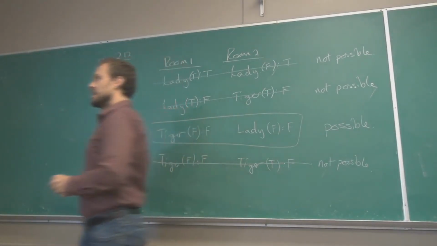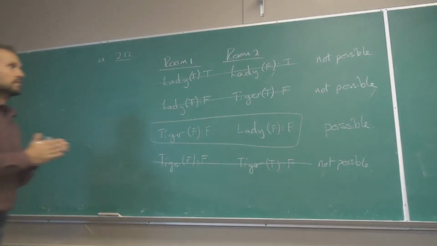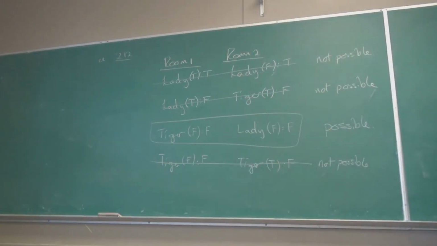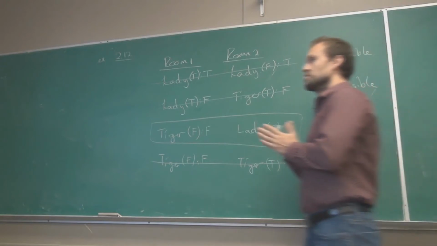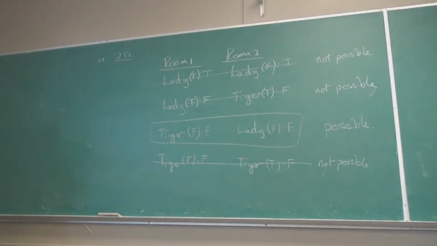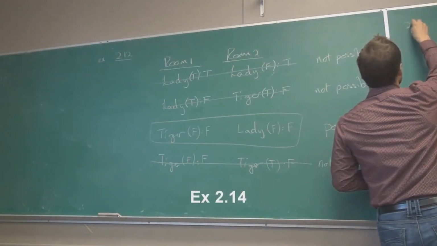The nice thing is that the next example has the same rules. A lady in room 1, the sign is true. A tiger in room 1, the sign is false. A lady in room 2, the sign is false. A tiger in room 2, the sign is true. So let's see if we can handle 213.